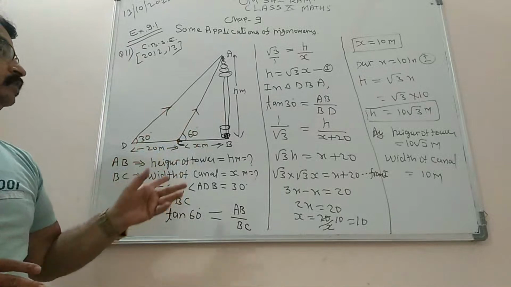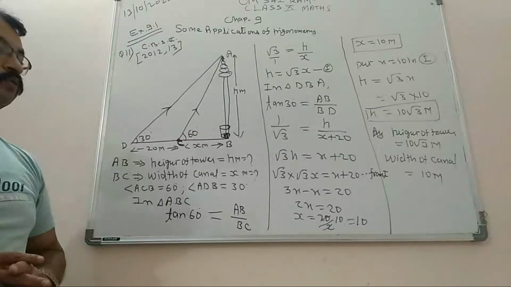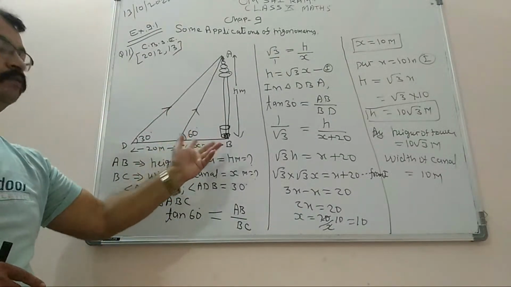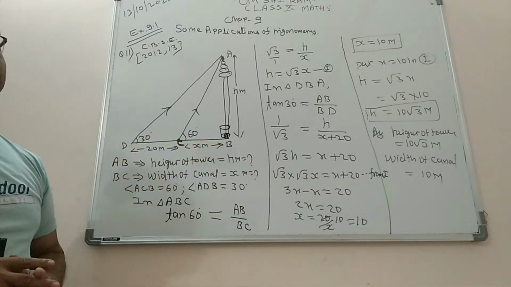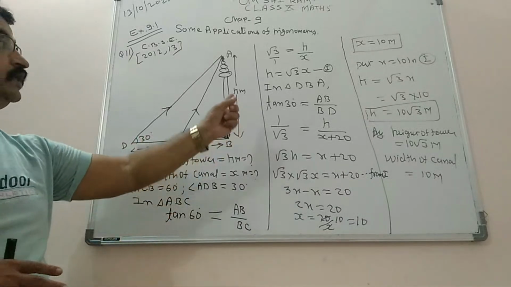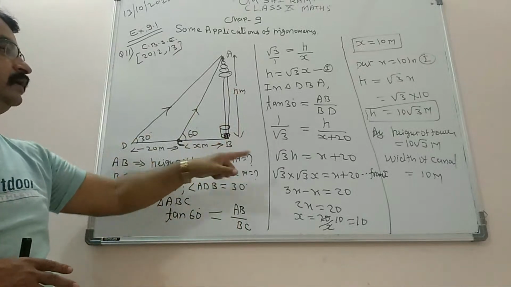That is the height of the tower is 10√3 meter, and the width of the canal is what? Height of tower is 10√3 meter and the width of the canal is 10 meter.